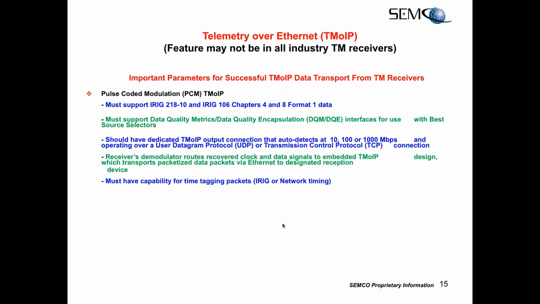You have to be able to support the DQM interfaces for use with best source selectors. You also need to be able to support dedicated output connection that auto detects at 10, 100, or 1,000 megs, operates over UDP or TCP connections. What happens is the receiver's demodulator routes recovered clock and data signals to an embedded TM over IP design, which then transports packetized data packets via Ethernet to designated reception device. And one of the most important things that you need to be able to do is time these packets. You need to be able to do IRIG or network timing. And so the receiver must have the capability to insert an IRIG time tag if you're not going to use network timing.